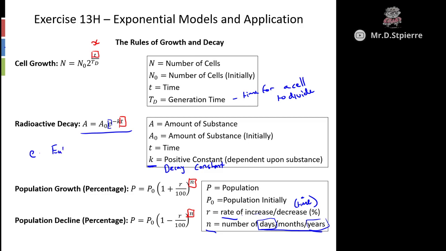Euler's number is like pi, it's just a number: 2.718 and it keeps going on. It's an irrational number, just like pi. But that's what it's equal to. For now, we're going to just leave it at that.